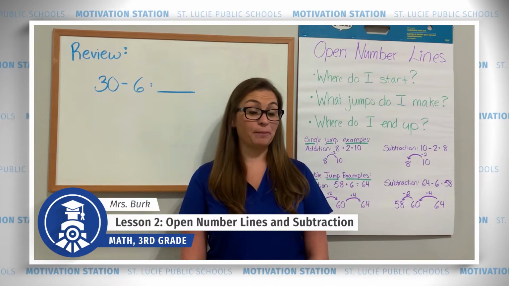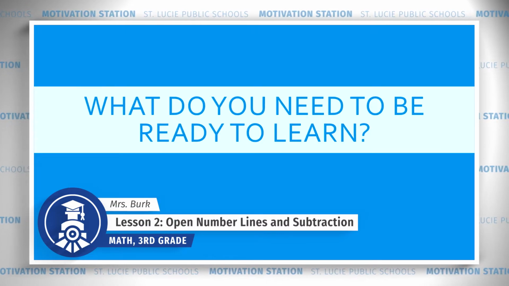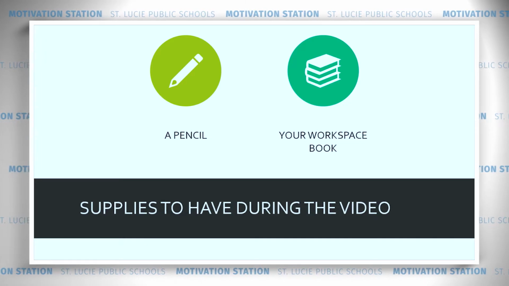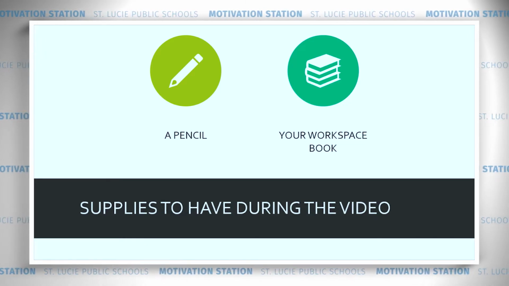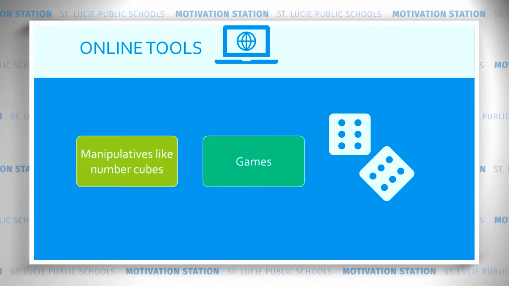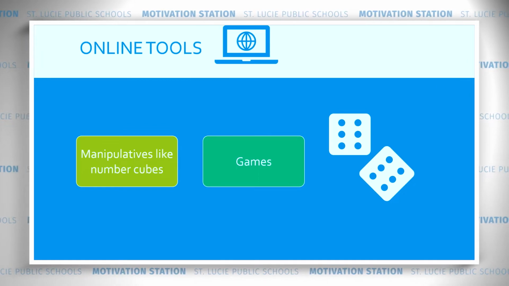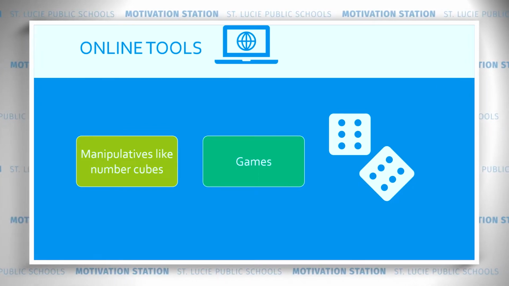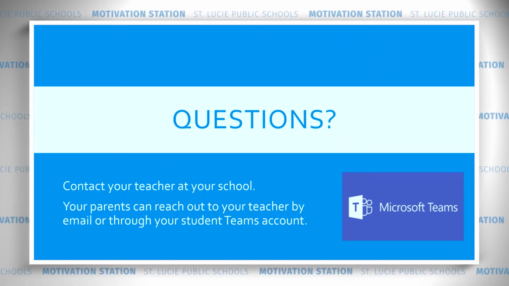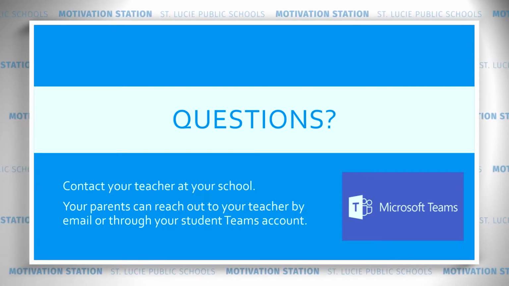Make sure that you have your pencil and your workspace book so that you're ready for today. What do you need to be ready to learn? You should have a pencil and your workspace book for all videos. You have access to online tools, which include manipulatives like number cubes and games. You received directions for how to access these when you picked up your supplies. If you have questions, contact your teacher at your school. Your parents can reach out to your teacher by email or through your student team's account.